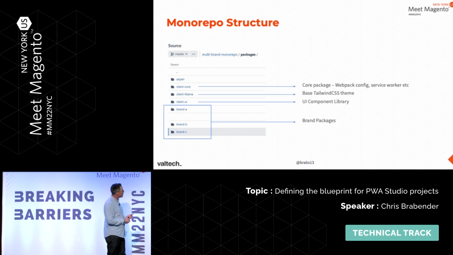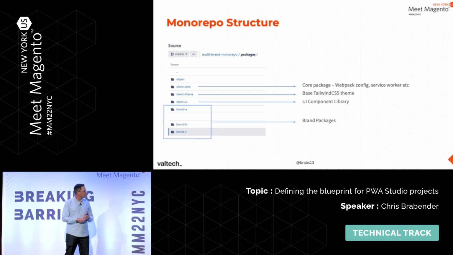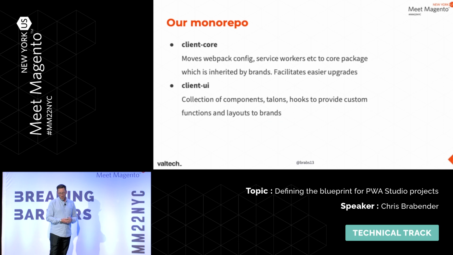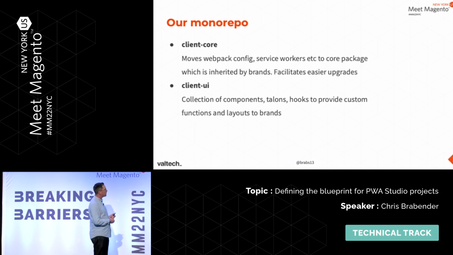So this is an actual client repo. I've obviously renamed it. But we have 3 brands right now where we're inheriting from all of those other packages, and then we're building out individual releases of PWA Studio. We can include other extensions within here as well, rather than just a client UI package. So like I said, we move our Webpack config, our service workers, really to facilitate upgrades. Our client UI, we put components, we also put talons and hooks in here for our business logic, and we add those to our brand layouts.